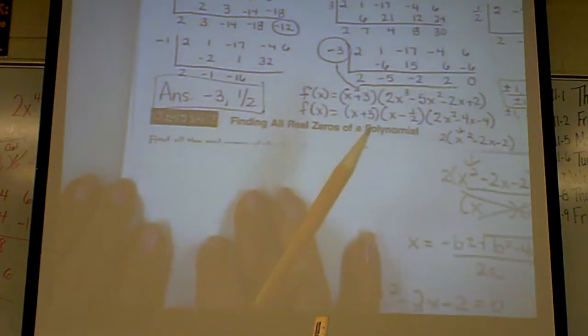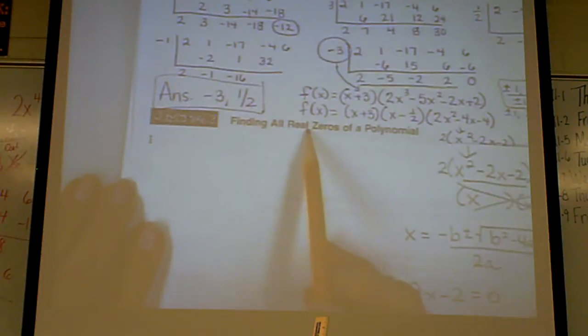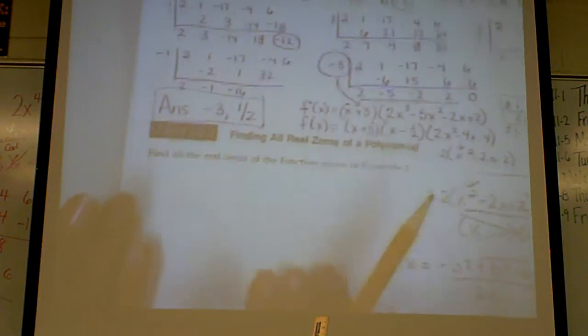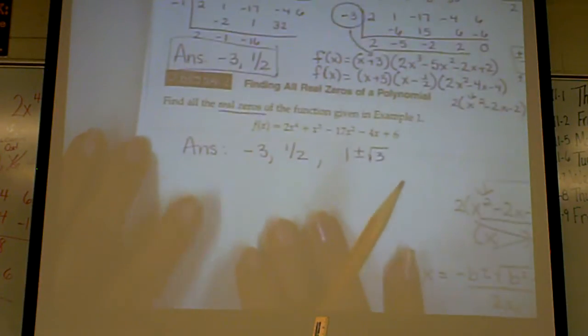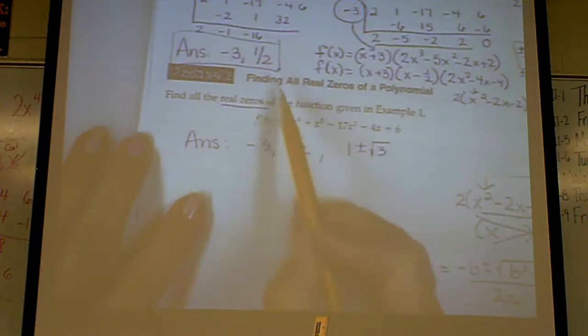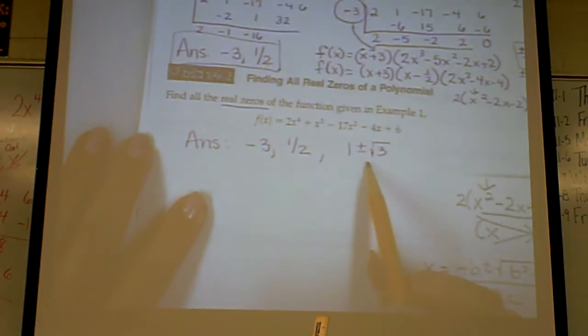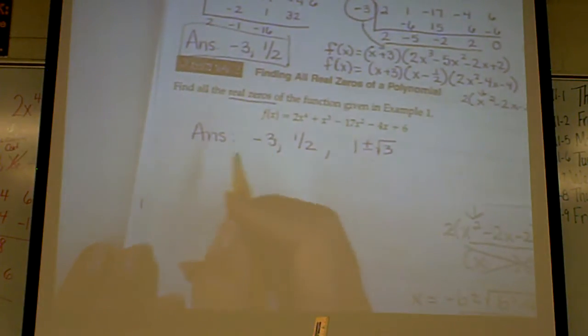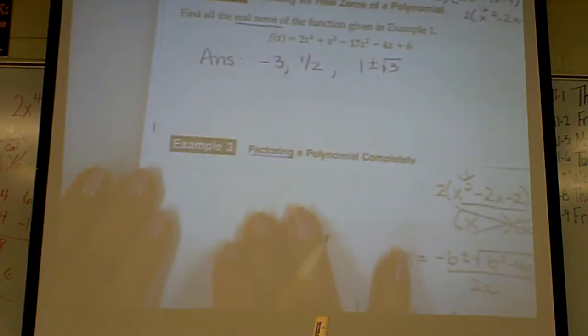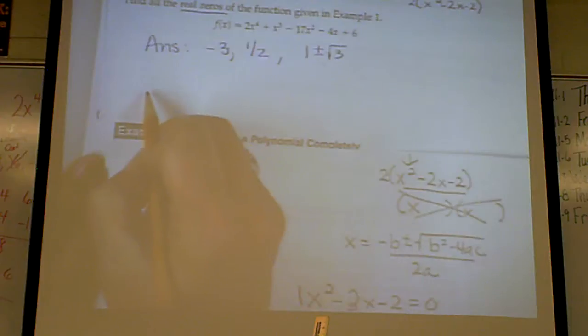Example 2 says, find all the real zeros. It's the same question. I hope you realize that was the same one. What would you answer on this? You would say it's negative 3, it's 1/2, and it's these 2. These are real zeros. The third question you will be asked is example 3. Factor that polynomial. So if you were to factor this polynomial, what would you write for this answer? These are the 3 questions you're going to be asked on your test.